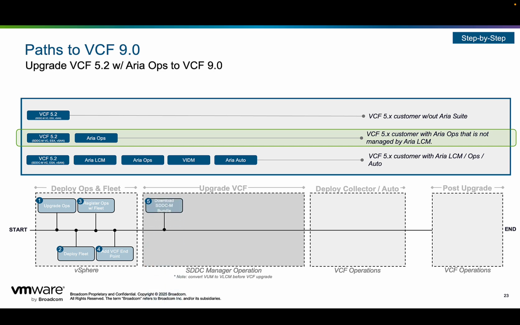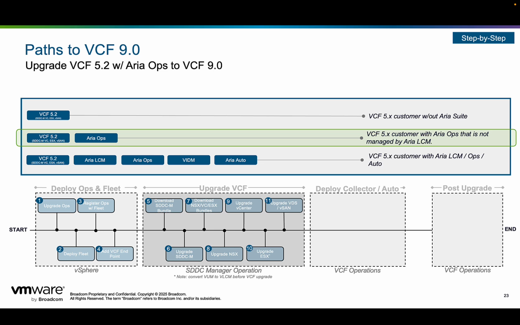To do this, we download the SDDC Manager Update Bundle and update the SDDC Manager to version 9.0. Once we've updated the SDDC Manager, we can then download the additional update bundles for NSX, vCenter, and ESX, and then we use the SDDC Manager to upgrade NSX, upgrade vCenter, and upgrade our ESX host. Once we have completed the upgrade, again, it's always good to go into vSphere and update the vSAN disk version as well as the VDS switch version.